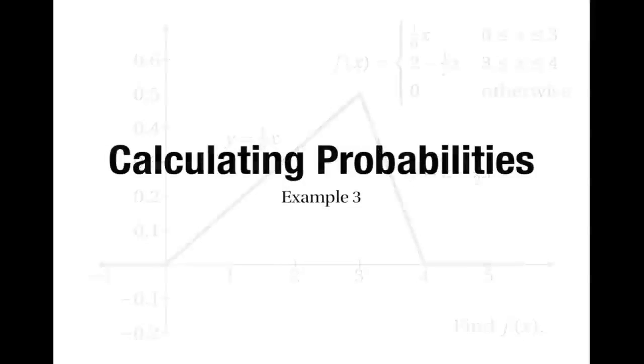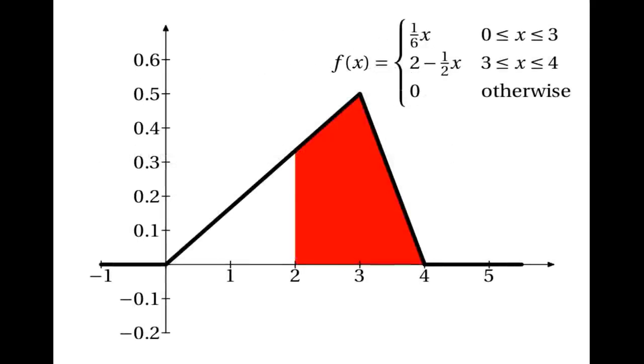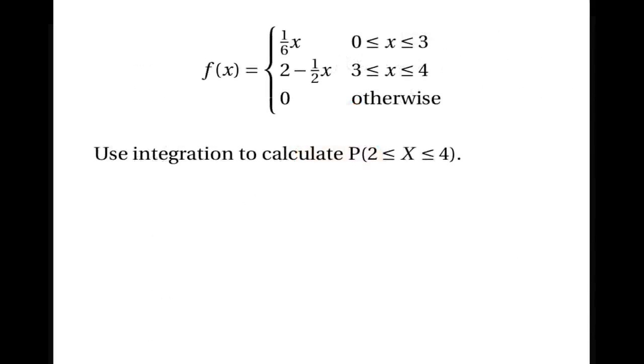Okay, one last example, and this is to do with calculating probabilities again. This time I want to use integration to calculate the probability that x is greater than or equal to 2 and less than or equal to 4 for this probability density function that we just defined. This is the same area that we already worked out, and obviously it was quite easy to work it out by looking at the area of some simple geometric shapes. But unfortunately this time I want to do it by using integration.